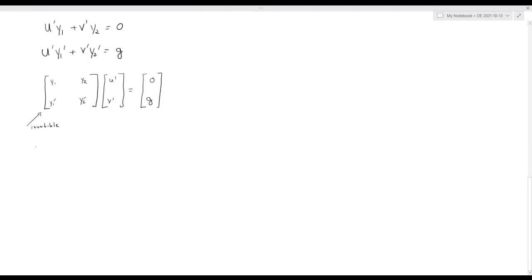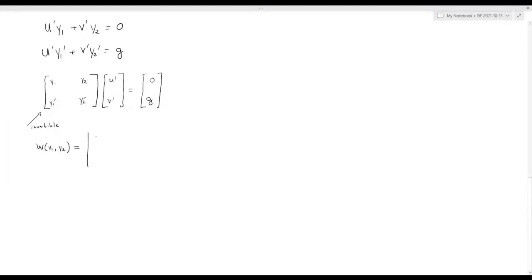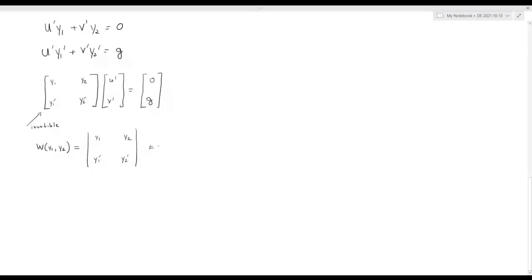Well, we know it's invertible because that looks like a matrix you would take the determinant of in order to find the Wronskian. And we know the Wronskian is non-zero. And the Wronskian being non-zero, and that being just a determinant of this matrix, means that this matrix is invertible. So this is non-zero. Therefore, this matrix is invertible. And we'll just use the formula. So 1 over the determinant of that matrix.